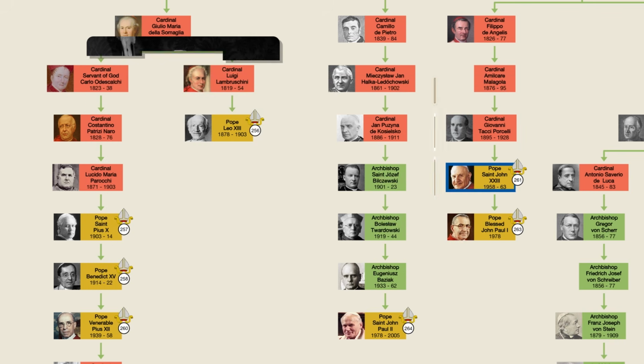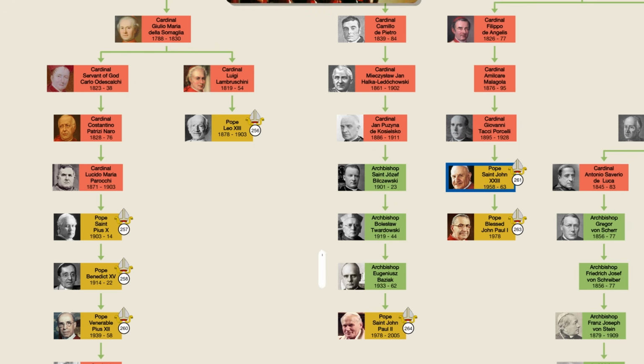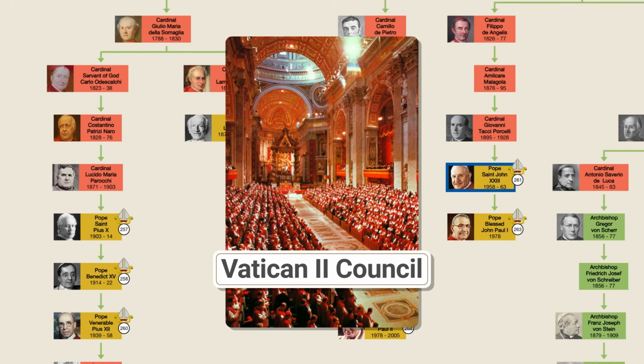Anyhow, it was John the 23rd that initiated the Vatican II Council, which ended up being the largest gathering of Catholic bishops ever, with 2,625 in attendance. A lot of changes occurred because of Vatican II, most of which were aimed at modernizing the church, such as allowing Mass to be performed in local languages rather than Latin.